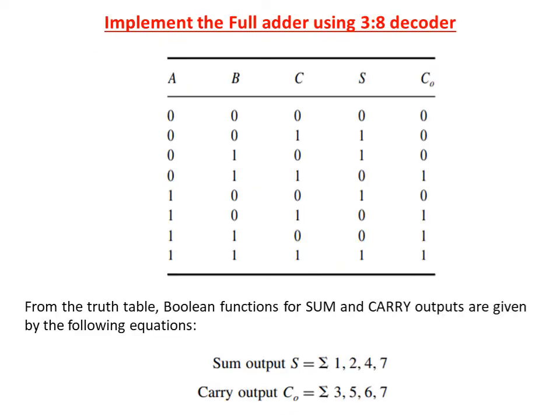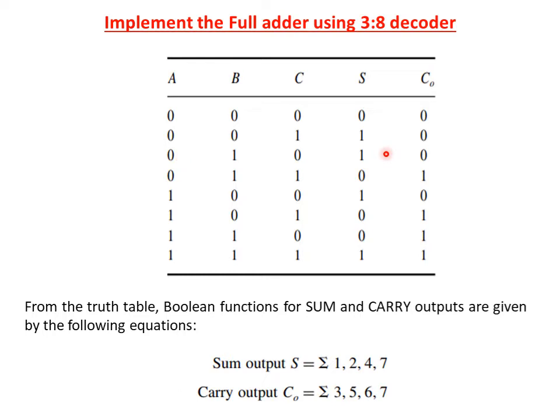Implement the full adder circuit using a 3:8 decoder. A full adder has 3 inputs, so we can use a 3:8 decoder. The outputs are sum and carry. Here is the truth table for the full adder. We are adding A plus B plus C. For the first 0, 0, 1 condition, sum is 1, carry is 0.